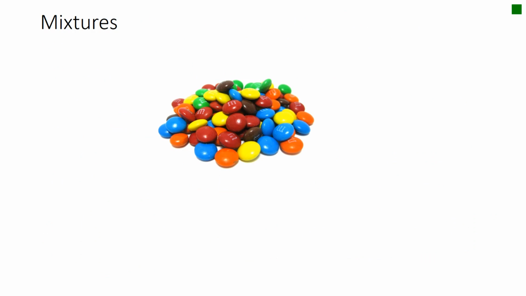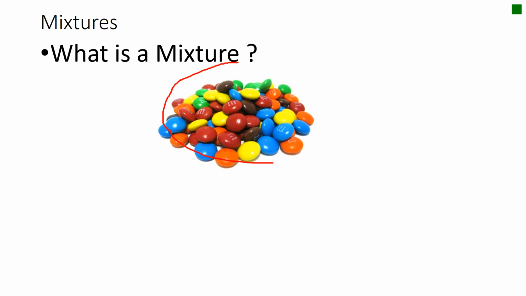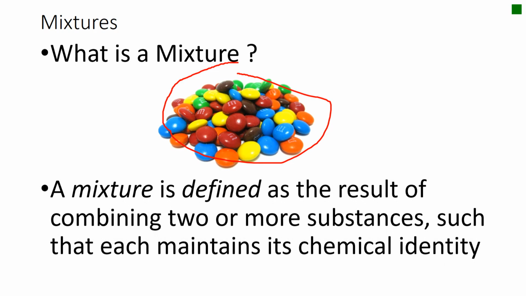Mixtures. What is a mixture? A mixture is defined as the result of combining two or more substances such that each maintains its chemical identity.